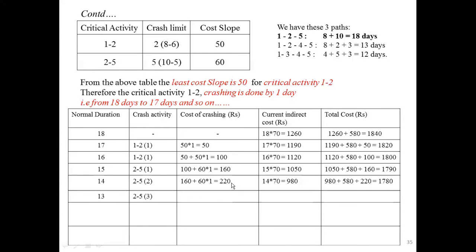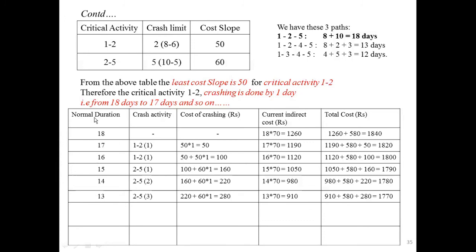Then you have the previous one, 220, plus. For 2 to 5, the cost slope is 60. 60 into 1 day you are reducing. It is 280. Then we will get the indirect cost. We will get 13 into 70, which is 910. Then total cost, we will get 910 plus normal cost 580 plus 280. We get 1770. This cost is reduced further.